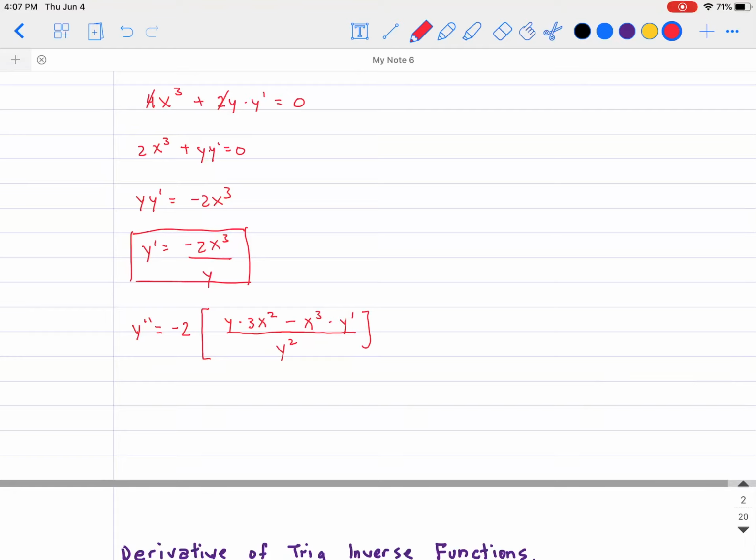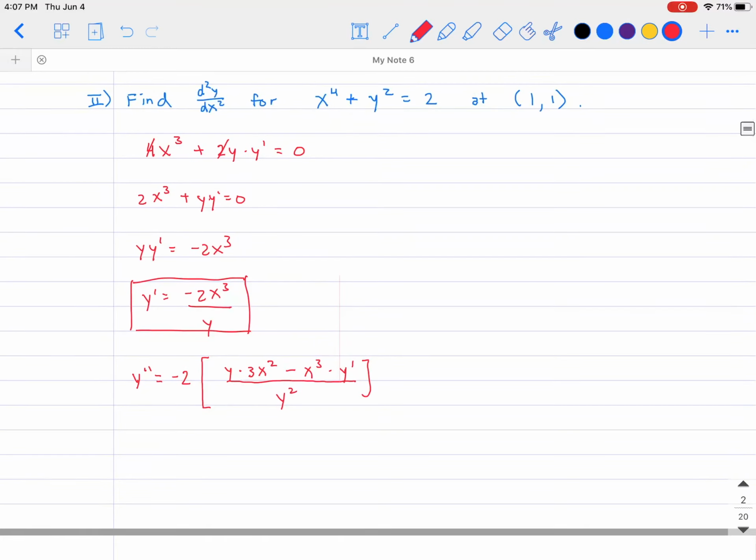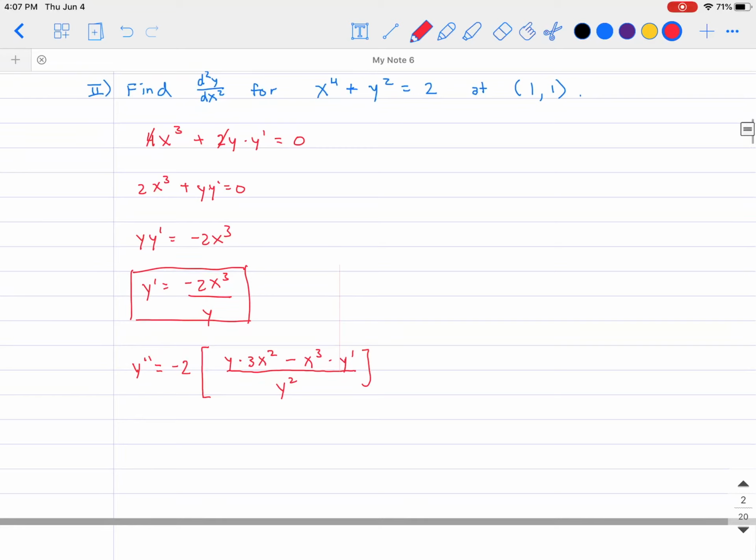So what we have now, we can clean up as much as possible. One thing to consider is that you have y double prime, the derivative you're looking for, which we can denote as d squared y over dx squared. There's a y prime right there.